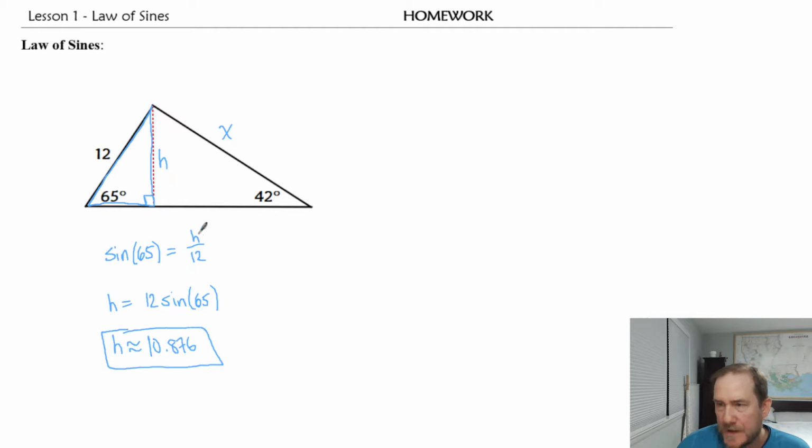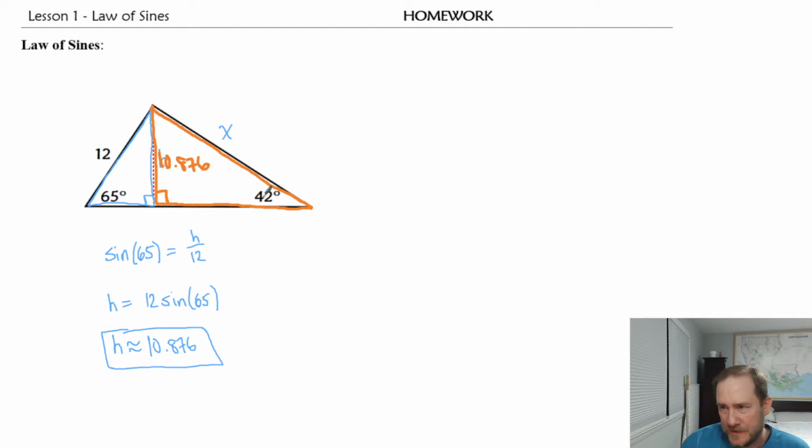Alright, well guess what? Now that I know that height, that kind of bridges the gap over into this other triangle, which is a right triangle. And so now I can solve for x, because now h isn't an unknown anymore. I now know that h is 10.876. So I can set up a new trig equation now.